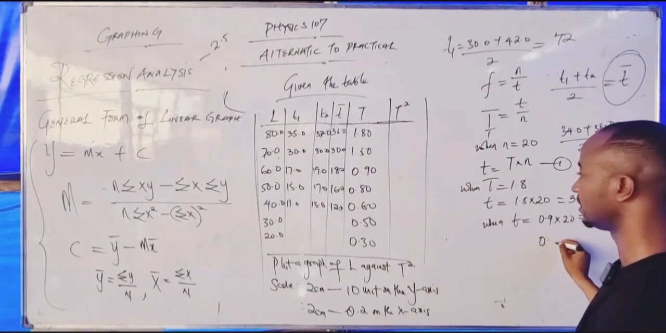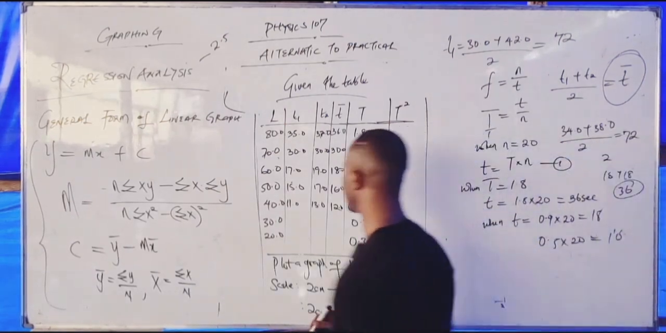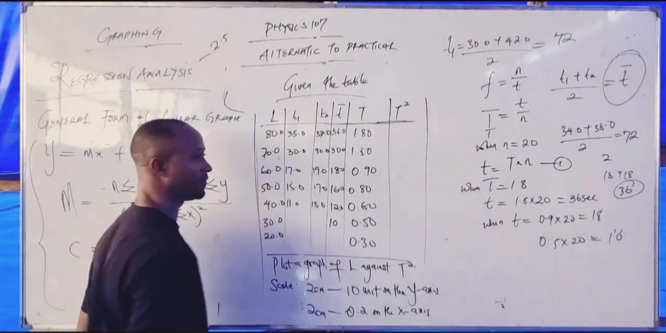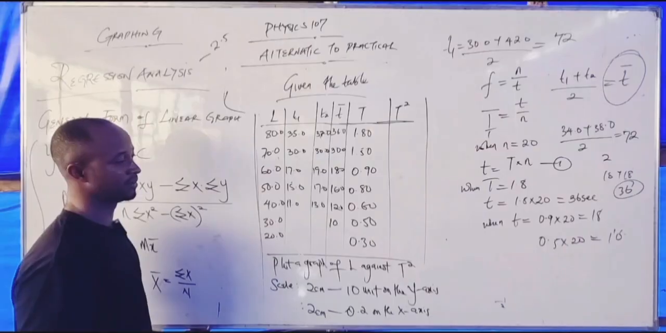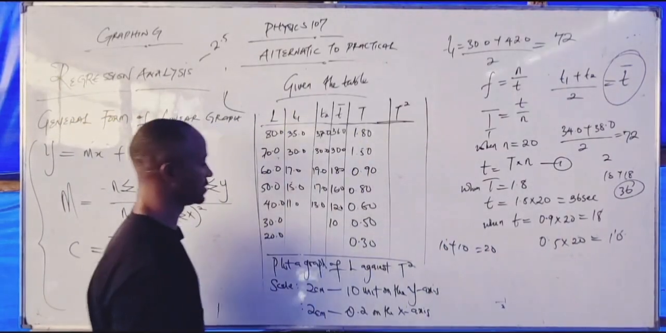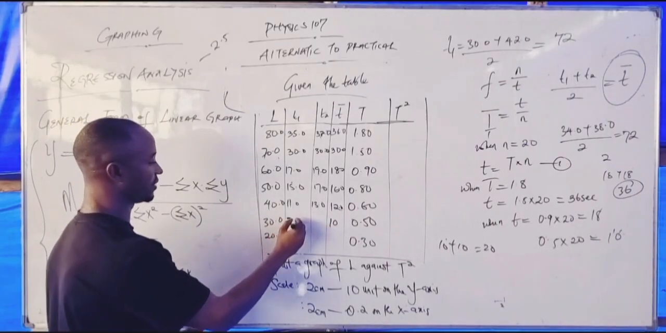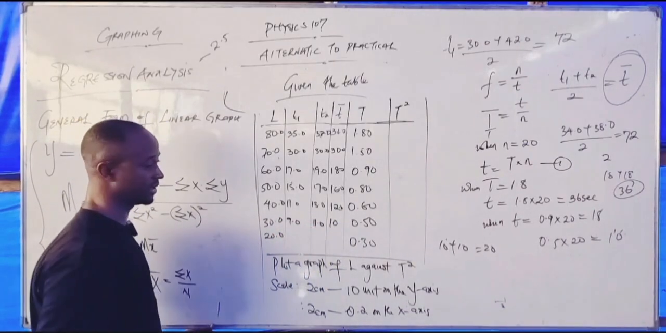0.5 times what? 20. What do you have? 10. Oh, this is very simple. Can I use what here? 6 and 4? Or 5 and 5? 10 plus 10 will give us what? 20, Abi. What do you use? 9 and what? 11, Abi. 9.0 plus what? 11.0. Is that okay?